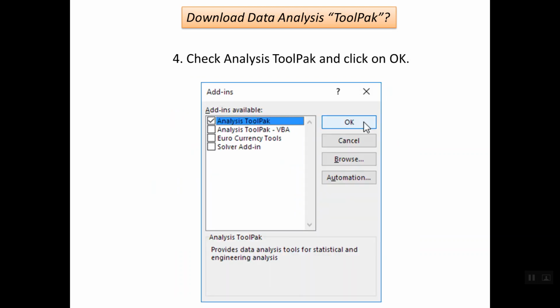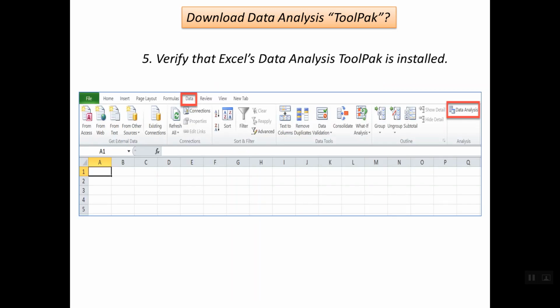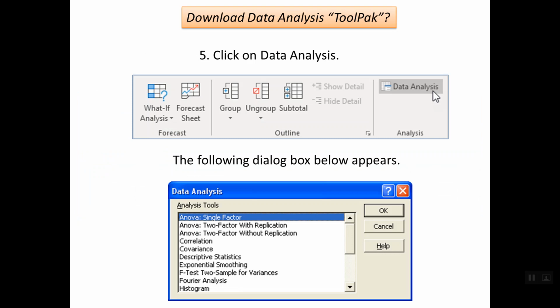You will have this add-ins window. Check for the analysis tool pack, then click the OK button. So this is the way how to install or to download the data analysis tool pack. In order to make a verification that it's already installed, you should simply click the data tab, then you click on the data analysis.